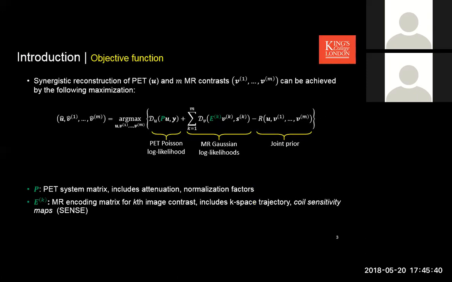Right, and also to point out that we're using a system model for the PET data. So there's P here, I used A in the previous talks. And for MR, we're using an overall encoding matrix E, which includes the undersampling, the discrete Fourier transform, and the coil sensitivity maps for parallel imaging. So you've covered all of that already. So we'll just focus on the joint prior.